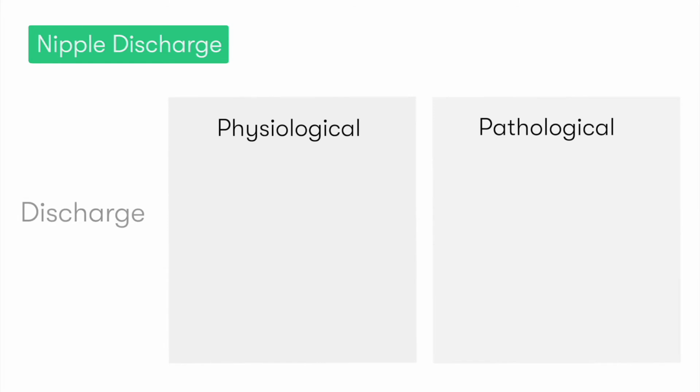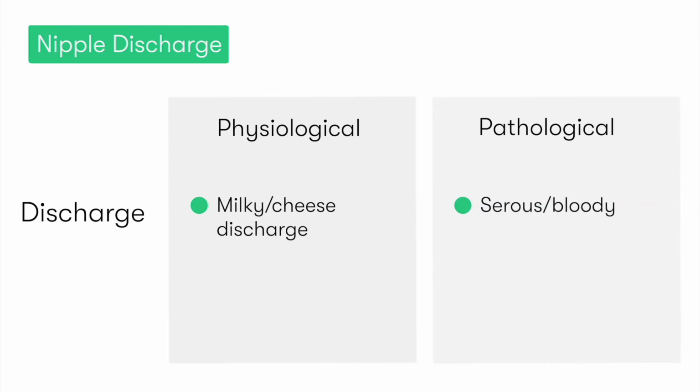With regards to what the nipple discharge appears like, in physiological discharge, the secreted fluid is typically milky or cheese-like in nature, whereas in pathological conditions, the discharge is most commonly serous, or maybe bloody or blood-stained.